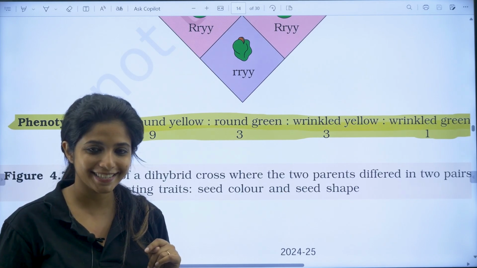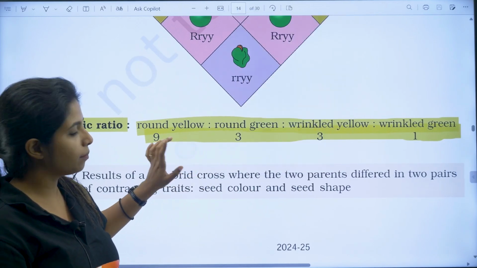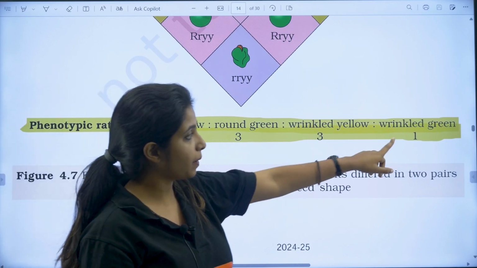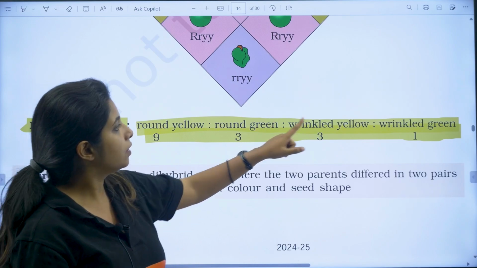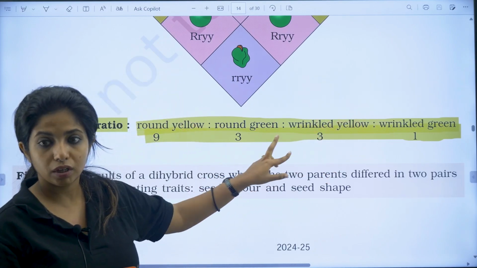And how can you remember? Remember, the dominant one has 9, the recessive parent has 1. Now round was with yellow, let's make round with green now. Wrinkled was green, let's make it with yellow. So 3, 3 comes there.